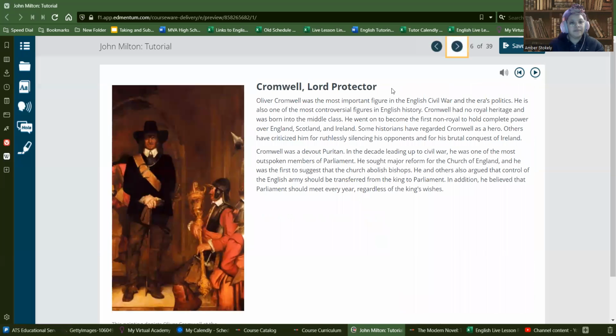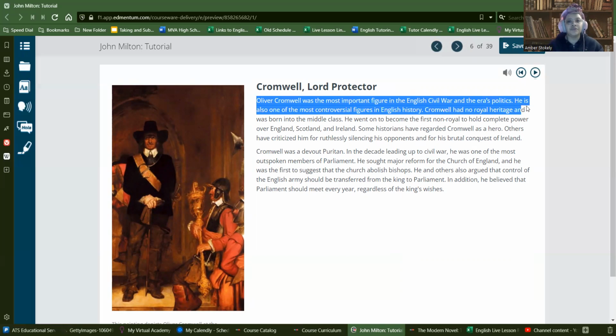Slide number 6, we get to learn about Lord Protector Oliver Cromwell. So they give you his background. We know that he was the head of the parliamentary army in the Civil War. So we get to learn a little more about him on these next couple slides. So just overall, they start off by telling you that Oliver Cromwell was the most important figure in the English Civil War and in the era's politics. And he's also one of the most controversial figures in English history.